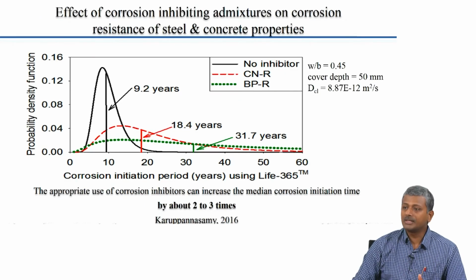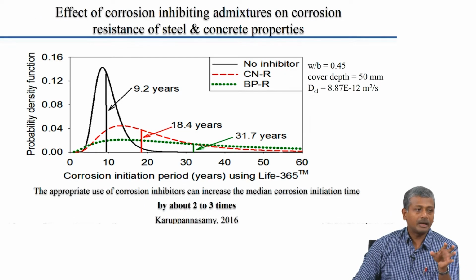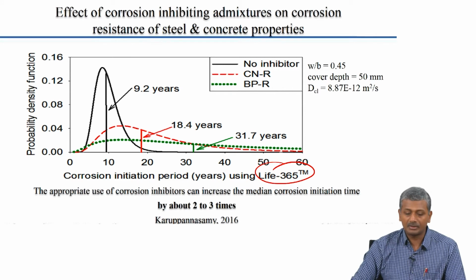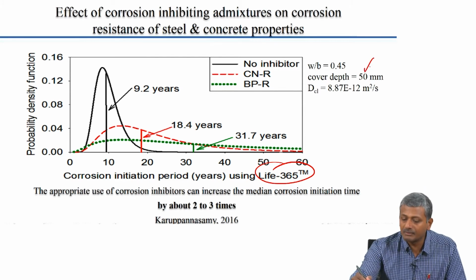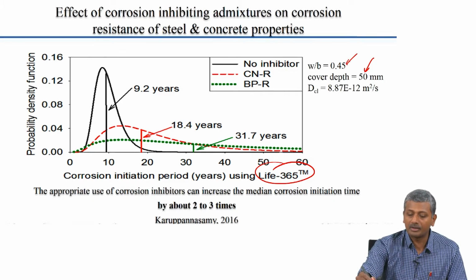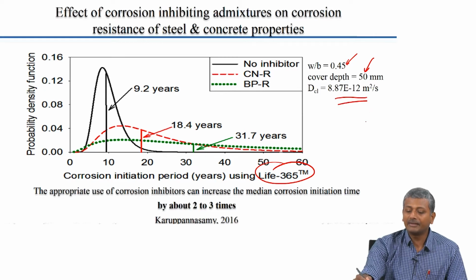Now, based on these parameters, an analysis of the service life of the concrete was done using a software called Life 365, about which I will explain in just a minute. For this, of course, certain things were assumed. One is the cover depth was assumed as 50 millimeters. This concrete was designed with a water binder ratio of 0.45, and the diffusion coefficient of the concrete was 8.87 into 10 power minus 12 square meter per second.